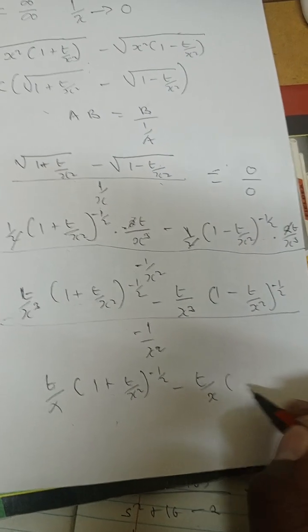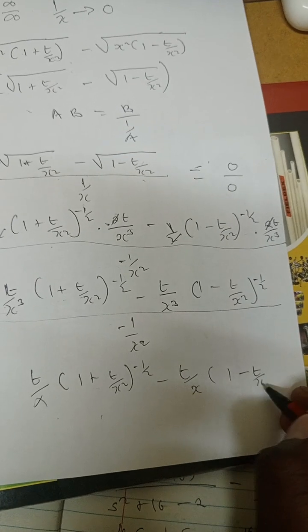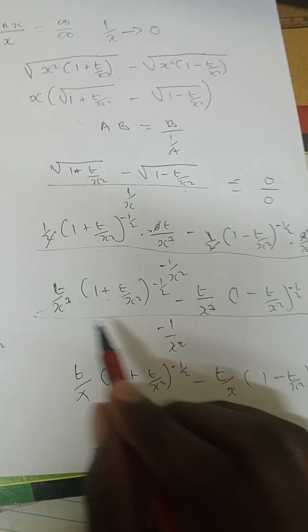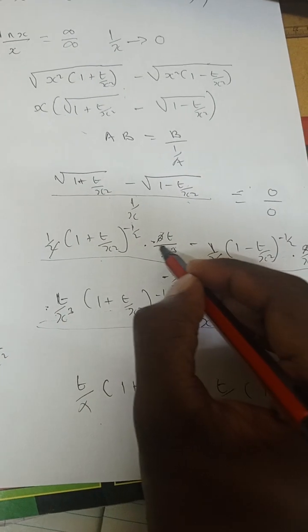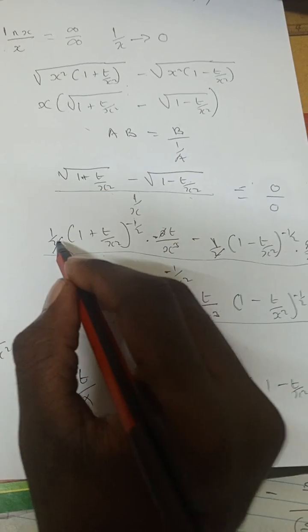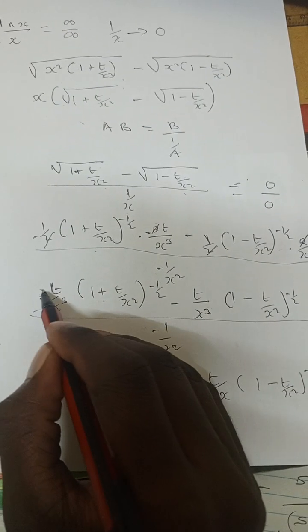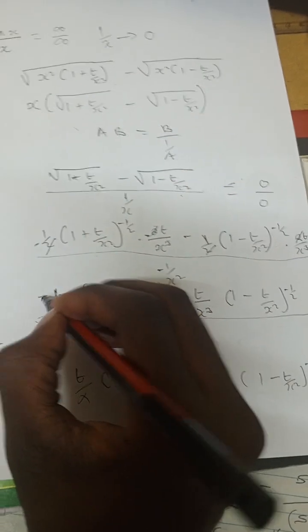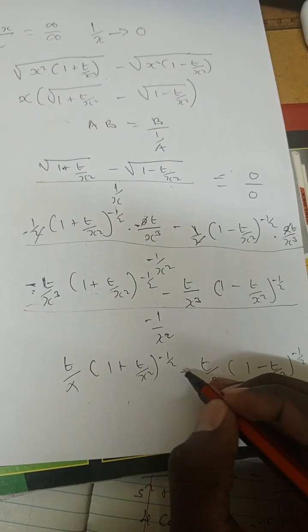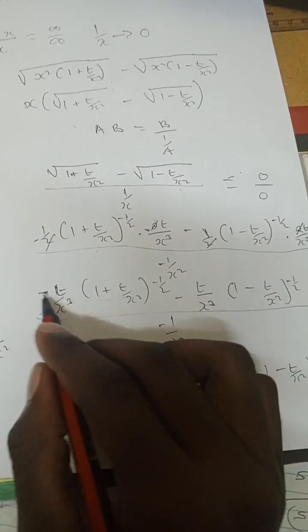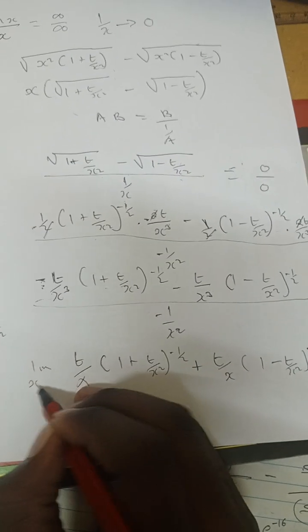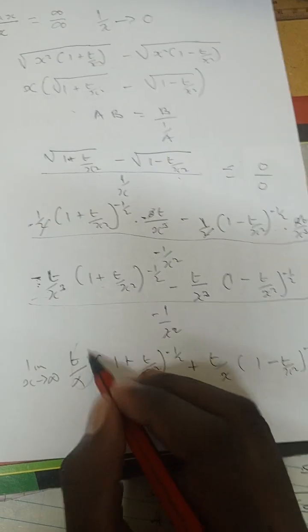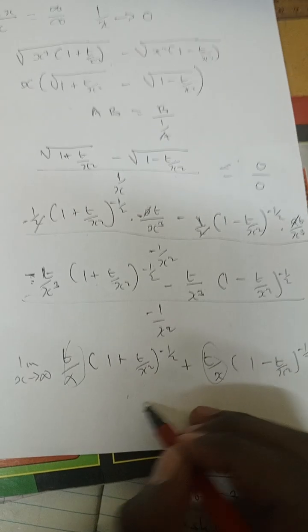Nicely, we have x here. We have 1 minus t over x squared. So the bottom part has gone. Oh, there was a negative here. When you differentiate, there will be a negative here and a negative here. So now the negatives will go, making everything positive. So for the limit as x approaches infinity, this will be 0 and this part will be 0, making everything 0.